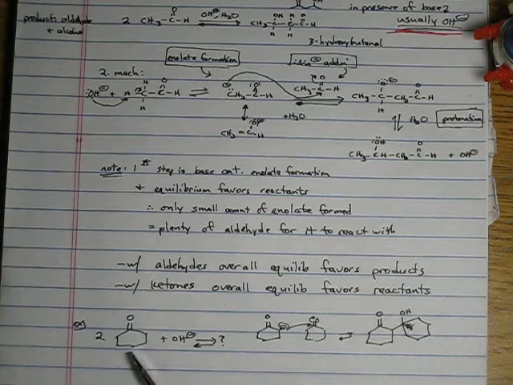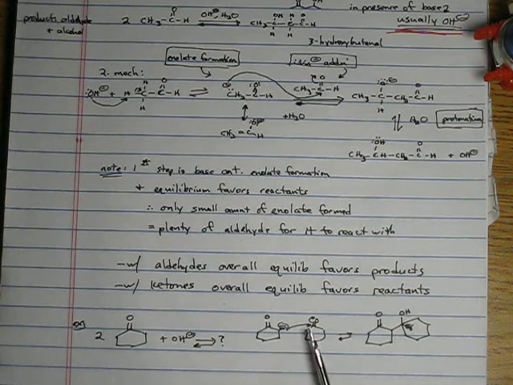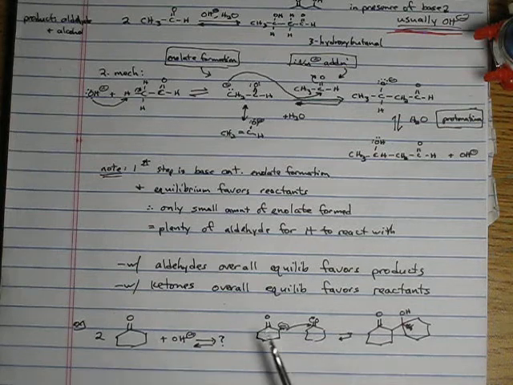So what would happen if we took 2 equivalents of this cyclohexanone and added base? Well, base will attack the hydrogen alpha to the carbonyl and make that a carbanion. This carbanion will attack the carbonyl of another one of these cyclohexanones. Recall, the base attacks the first cyclohexanone to make the carbanion.